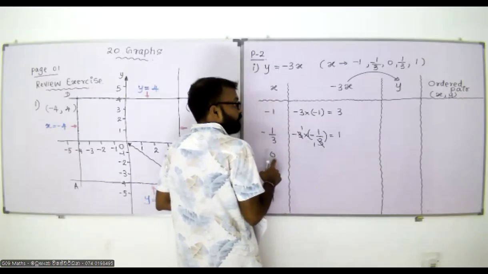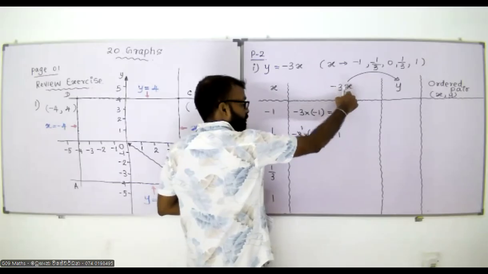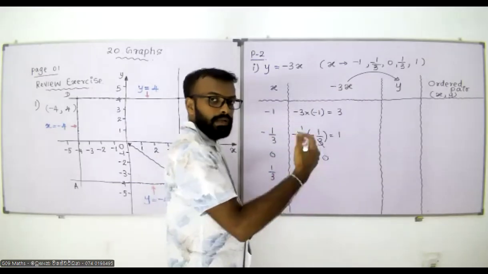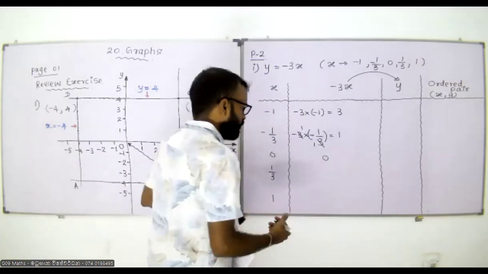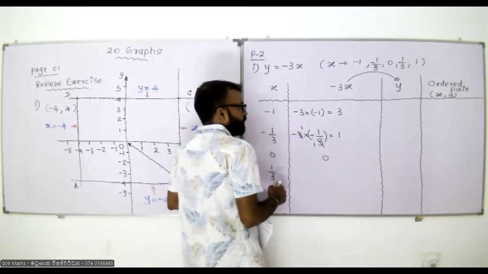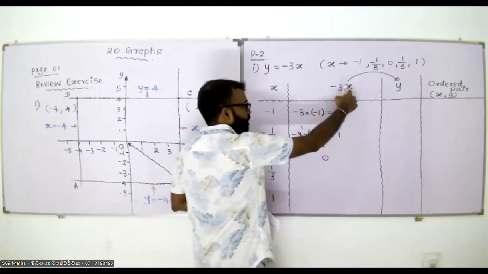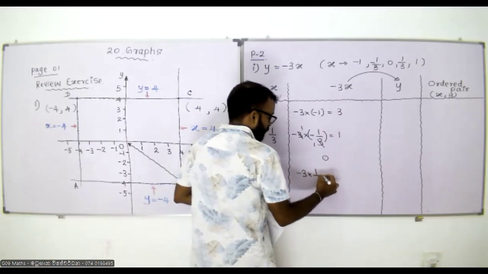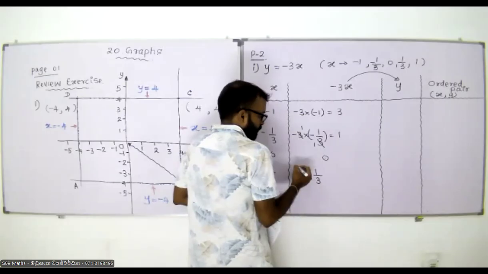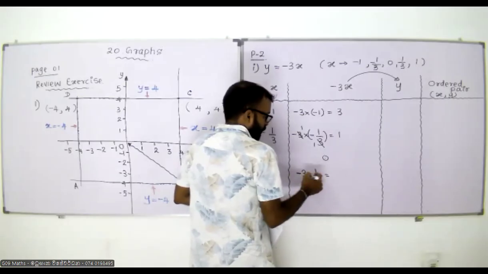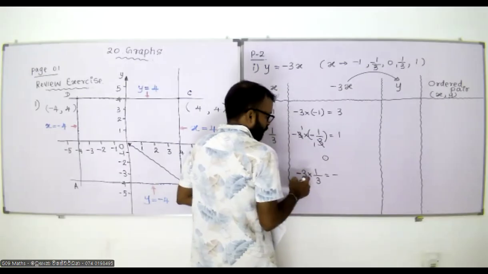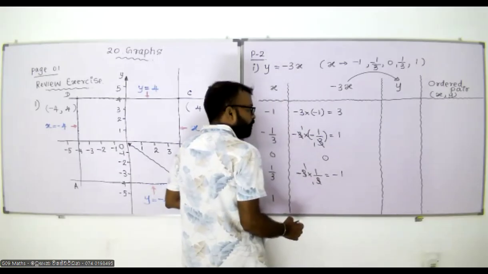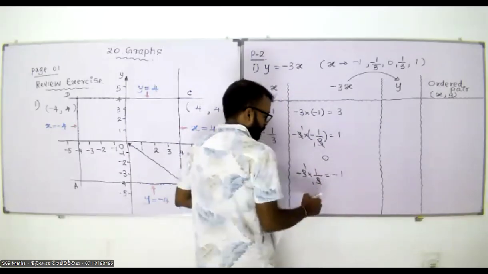0. You are going to substitute 0 here. Negative 3 into 0. Any value multiplied by 0 is 0. Then 1 upon 3. You are going to substitute 1 upon 3 for x. Negative 3 multiplied by 1 upon 3. Negative times positive, negative. 3 times 1, 3 times 1. So the value is negative 1.